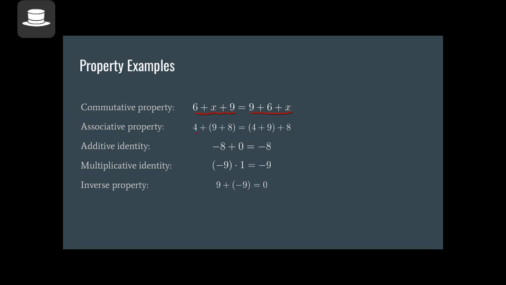Same for the associative property. If I regroup my groupings here, no matter how I do that, as long as the numbers obviously stay the same, then I will still be equal on both sides. For the additive identity, -8 plus 0 just gives me -8. The multiplicative identity says -9 times 1 just gives me -9. And then the inverse property says 9 plus a -9 will just give me 0.